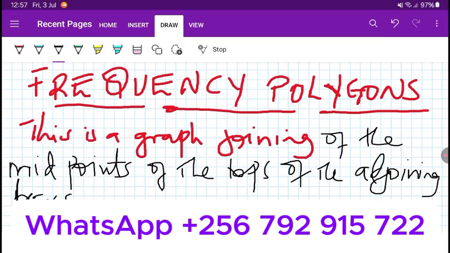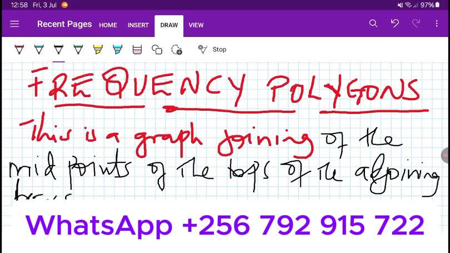So what we are saying is that, first of all, we have talked about midpoints. It means we are plotting midpoints against the frequencies. So one thing that we need to be very careful with is that we have to do some computation by computing the midpoints and then getting the frequencies.